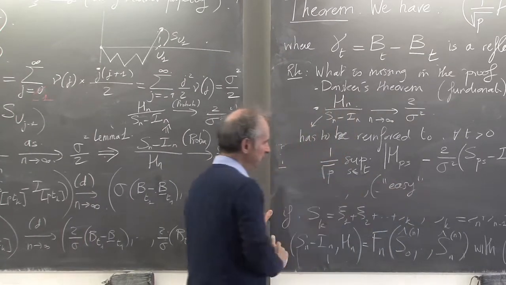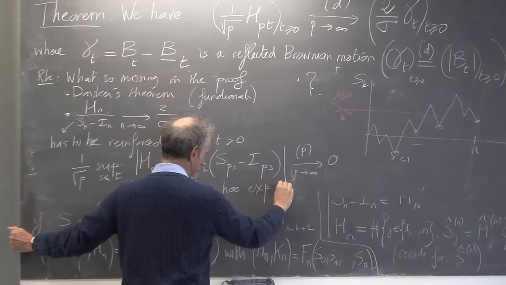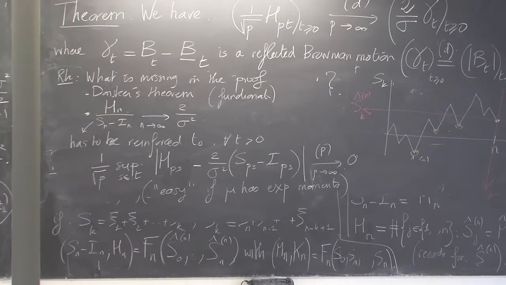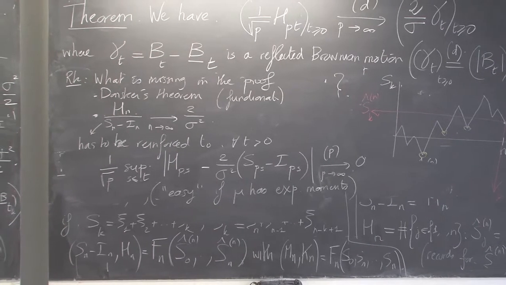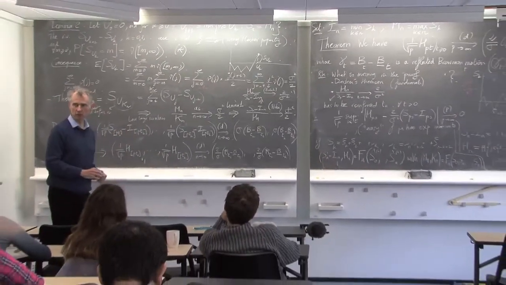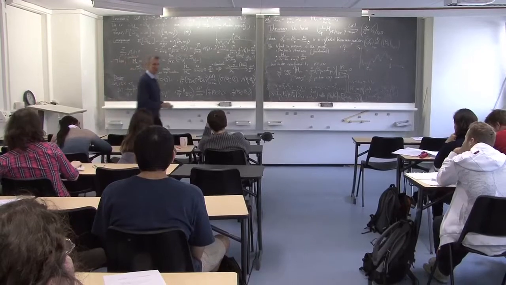I will write easy in quotation marks if mu has exponential moments. This is true in general. You can prove it quite generally, but if mu has exponential moments, you can do some simple estimates, some large deviations estimates, in fact, or moderate deviations estimates to see that this works. Okay, so I'm not going to do it. Maybe you will see it in the exercises, or you can look in the reference I mentioned in the beginning of the lectures. Okay, so I think it's a good time to have the break, unless you have a question. Okay, let's have the break.